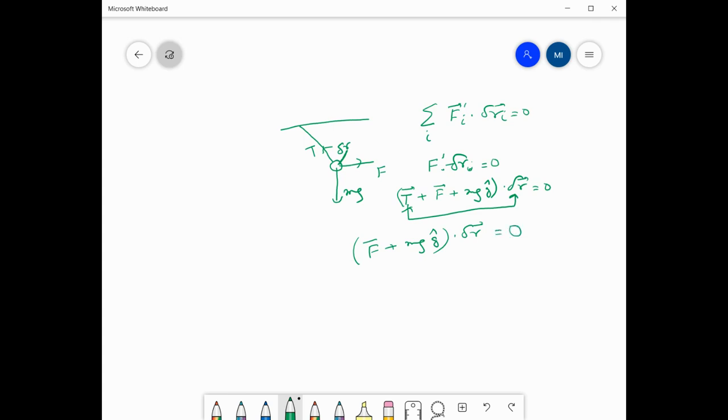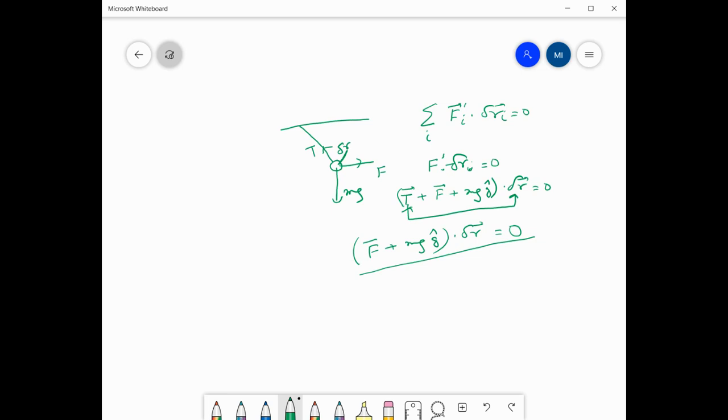So the principle of virtual work says that there are two external forces. One is the force applied, and another is the force due to gravity. The summation of these two forces, the applied force and gravity, under a virtual displacement is zero. Now from this equation, you can find a relation between F and m.